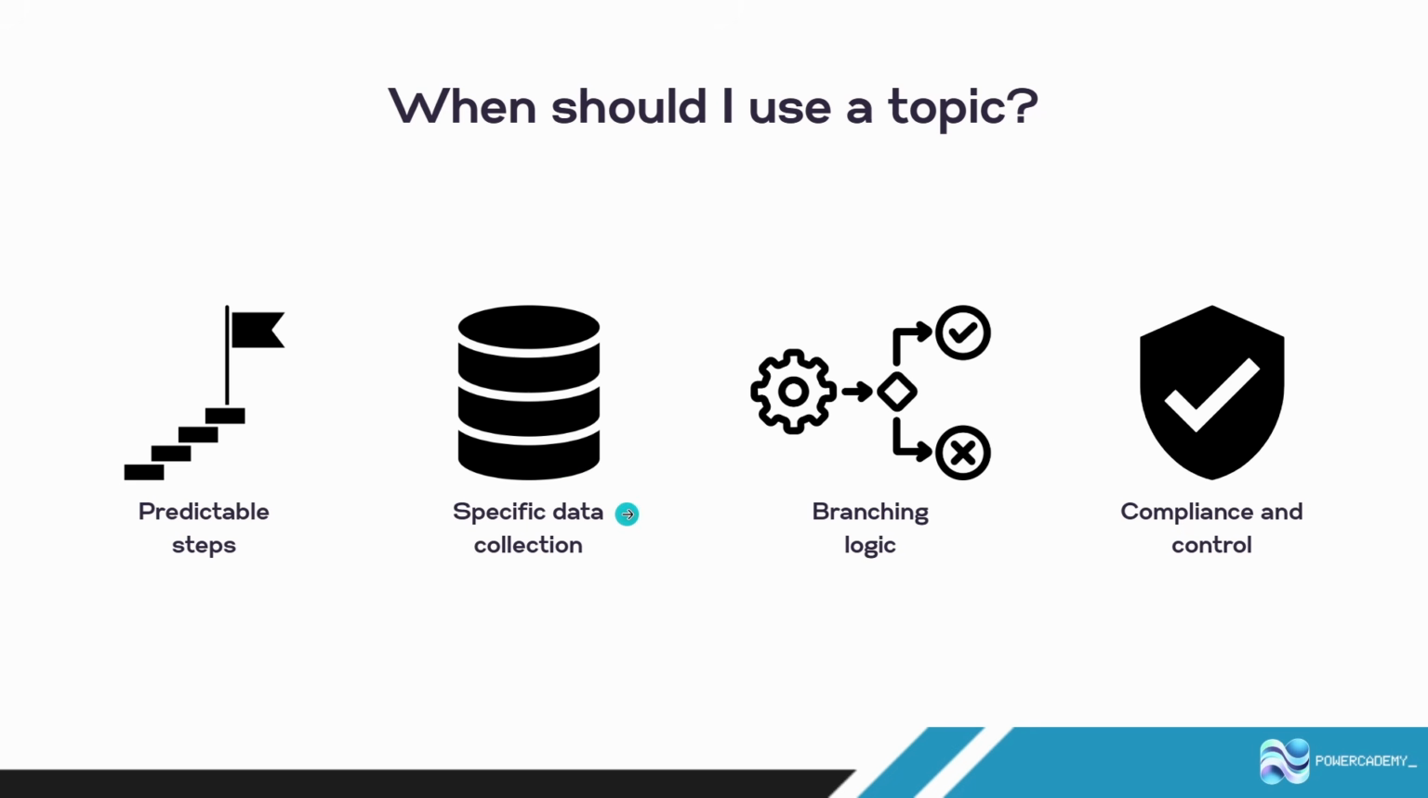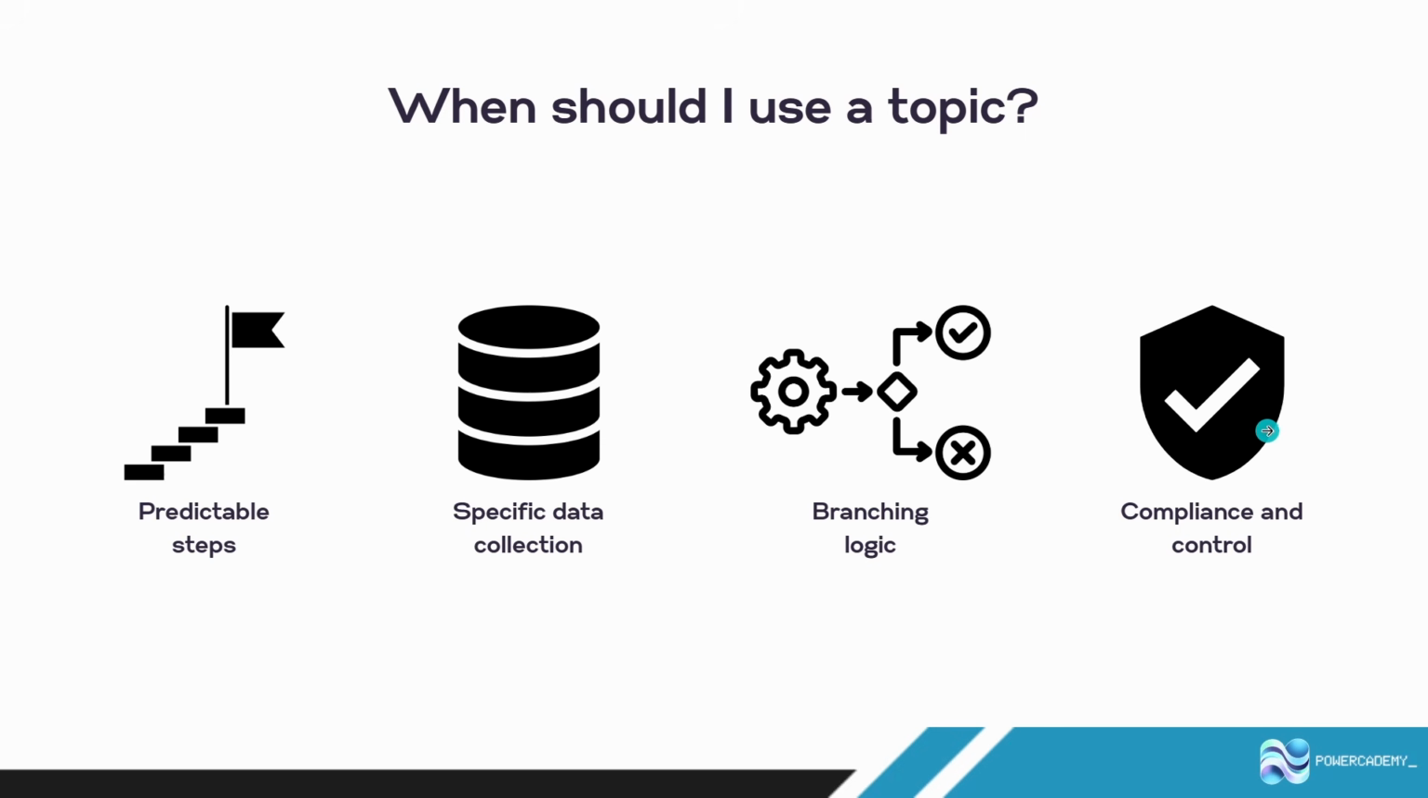If you want to collect any specific data within the workflow, then using a topic is a really good way to structure that and make sure that all of that data is being collected. Then branching logic, right? So if you have any if statements that have to move from one branch to another, depending on what a user puts, a topic is a really good way to do that, keeping the conversation flow a little bit more deterministic as well.